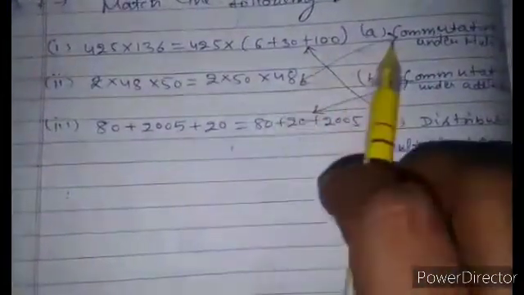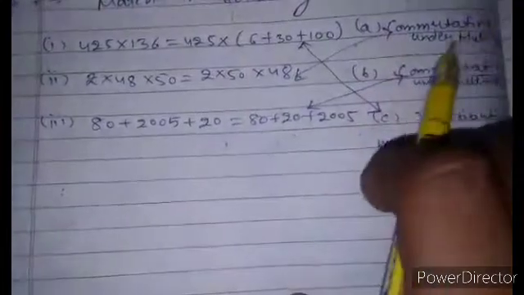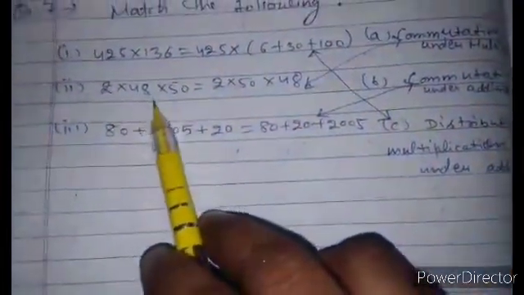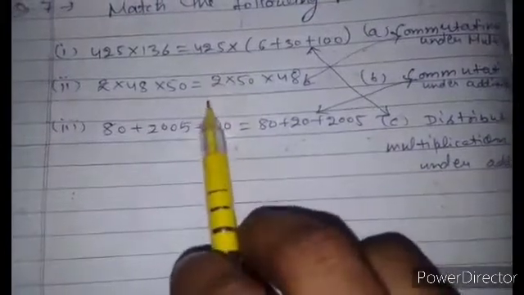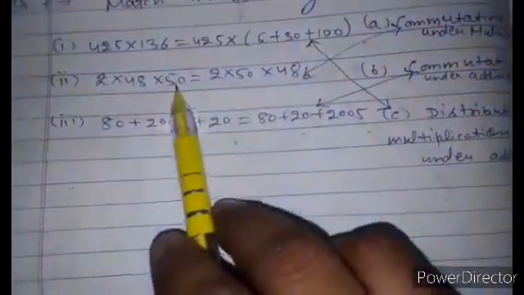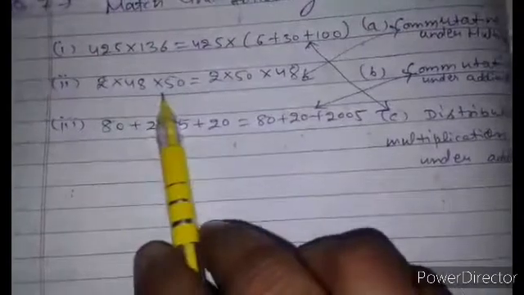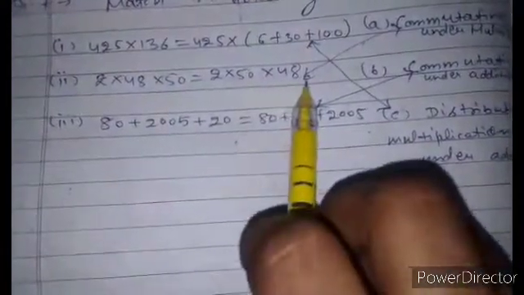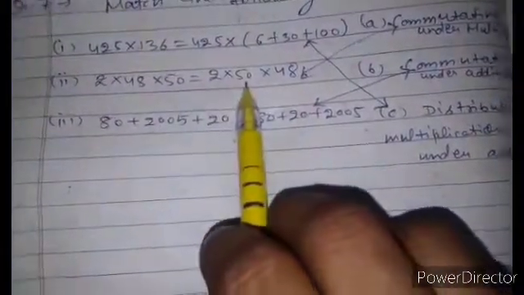This I have matched with A, commutative under multiplication. In the commutative property we use A multiply B is equal to B multiply A, but here there are 3 numbers, so 3 numbers will be multiplied on the left hand side and right hand side, but the order will be changed. Here 248 and 50, here we change the order: 248 behind and 50 here we have written. So this is the commutative under multiplication.